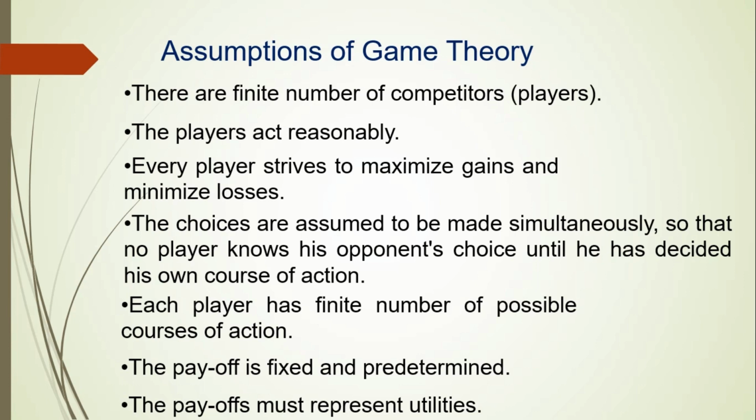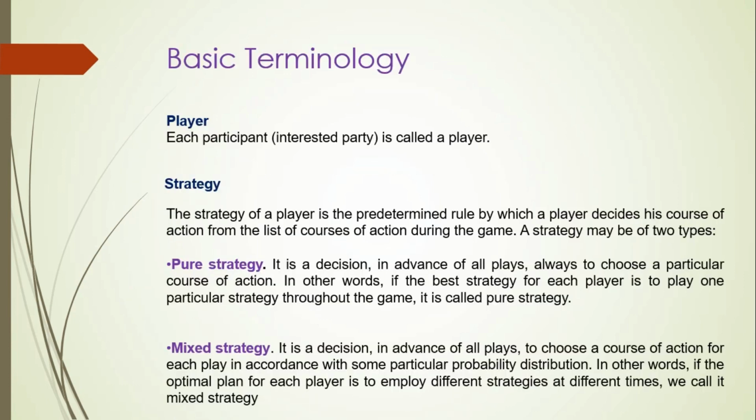The players act reasonably. Every player strives to maximize the gains. The main aim of the players is to maximize the gain and minimize the losses. The choices are assumed to be made simultaneously so that no player knows the opponent's choice. No player can know the choice of the opponent until they have decided their own course of action. Only then can they know what the opponent is doing. Each player has a finite number of possible courses of action. The payoff is fixed and predetermined, and it must represent utilities.